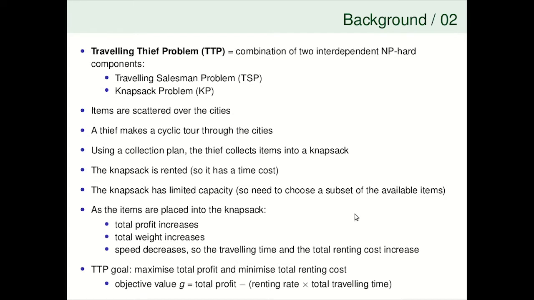As the items are placed into the knapsack, total profit increases and total weight increases, but speed decreases, so the traveling time and the total renting cost increase. The TTP goal is to maximize total profit and minimize total renting cost. So the objective value is computed as total profit minus renting rate multiplied by total traveling time.